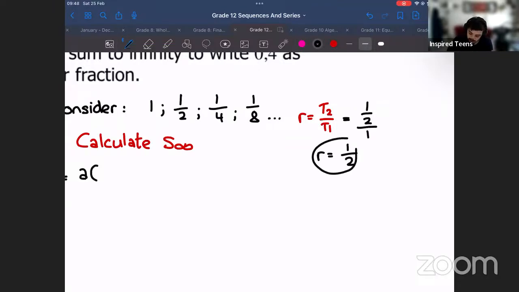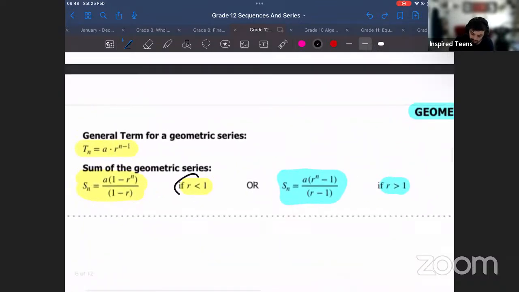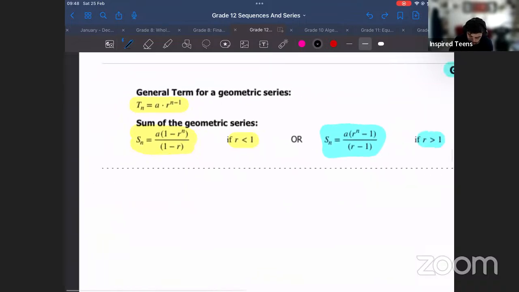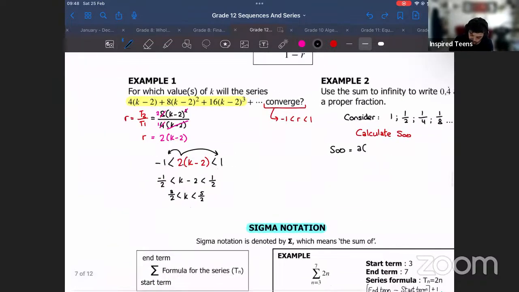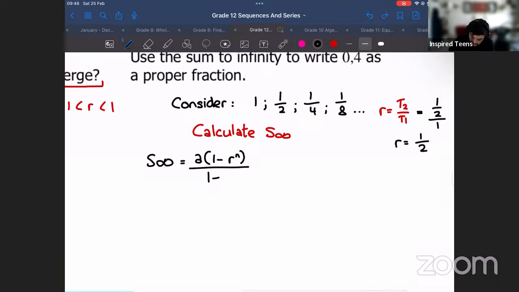So here we can see that R is actually less than 1, because it's a half. So we have Sn: Sn is equal to A, open brackets, 1 minus R to the n, over 1 minus R. Okay, so in this case, let's consider our unknowns. They want us to calculate S infinity. Our unknowns are A and R. Sorry, this is the wrong formula.